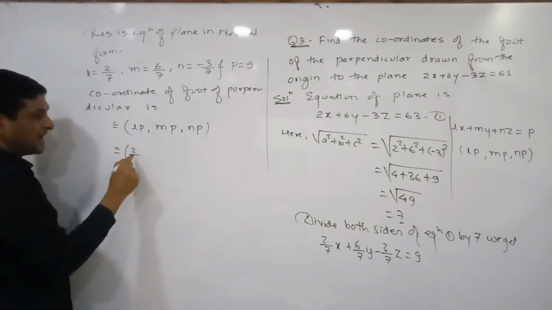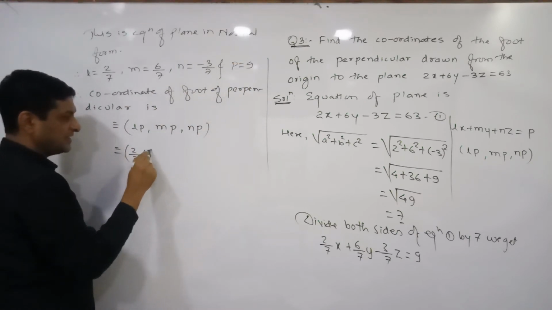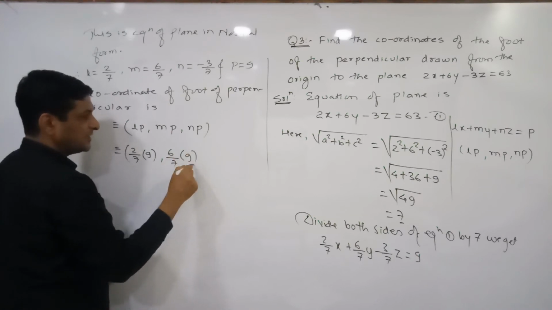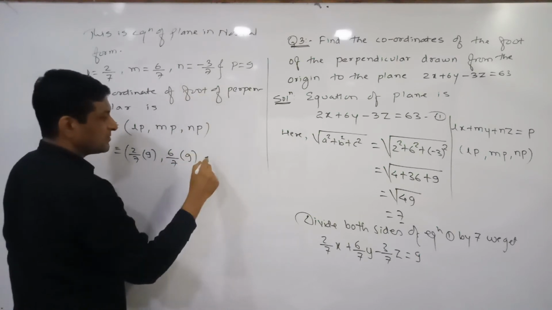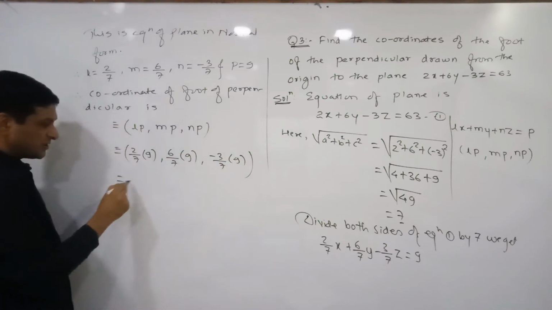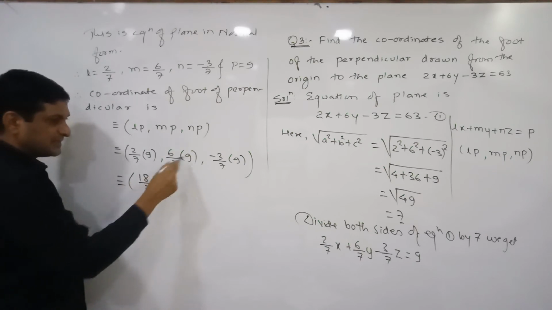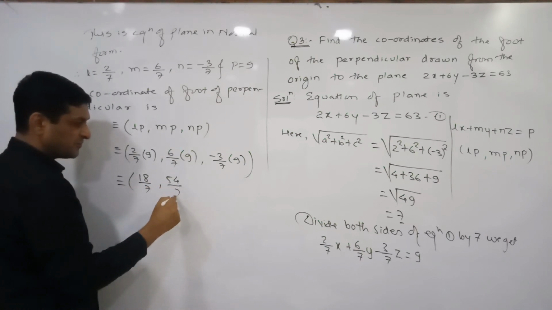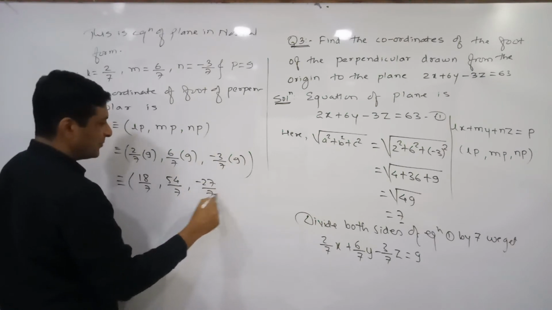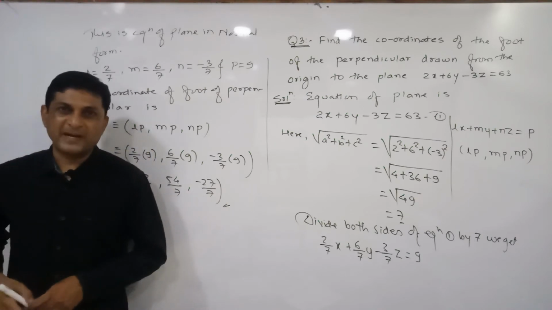So here L is 2 by 7 into P. P means 9. Here M is 6 by 7 into 9, and here N is minus 3 by 7 into 9. The remaining part is the calculation part. So 9 2s are 18, 18 upon 7, 9 6s are 54, 54 upon 7, and here minus 3 into 9 is minus 27 upon 7 will be the coordinates of the foot of perpendicular.